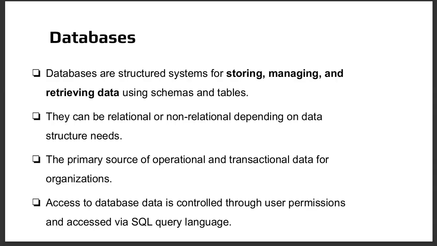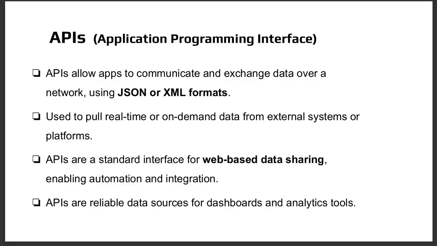Our second data source is an API, Application Programming Interface. APIs are how applications can communicate and exchange data with each other over a network. APIs use JSON, JavaScript Object Notation, and XML, Extensible Markup Language. These are two formats that are very compatible and interoperable across different types of software applications and operating systems. We can use APIs to pull real-time and on-demand data from software applications and external systems.